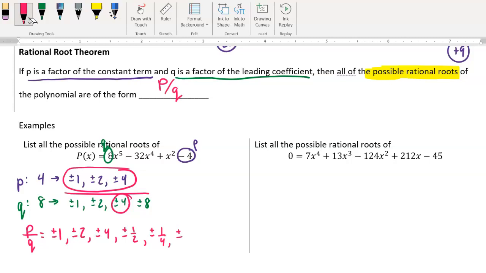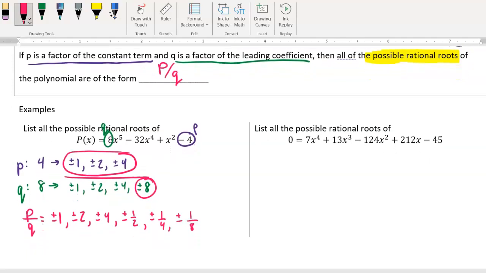So now let's look at the last number that we'd use in our denominator, 8. So we'd have plus or minus 1 over 8. And then 2 over 8 reduces to 1/4. 4 over 8 reduces to 1/2. So these are all of the possible rational roots.